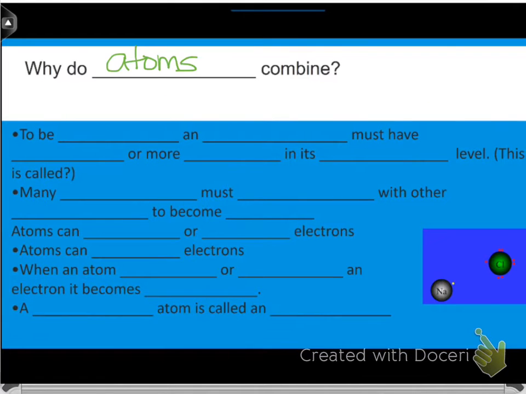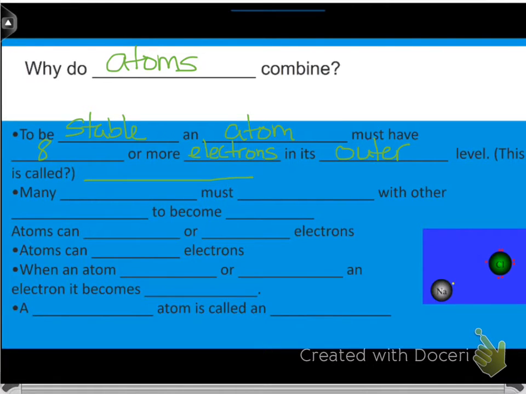So why do atoms combine? That's the big question. Well, to be stable, an atom must have 8 or more electrons in its outer level. What is this outer level called again? What are those electrons called in this outer level? You should write that down.